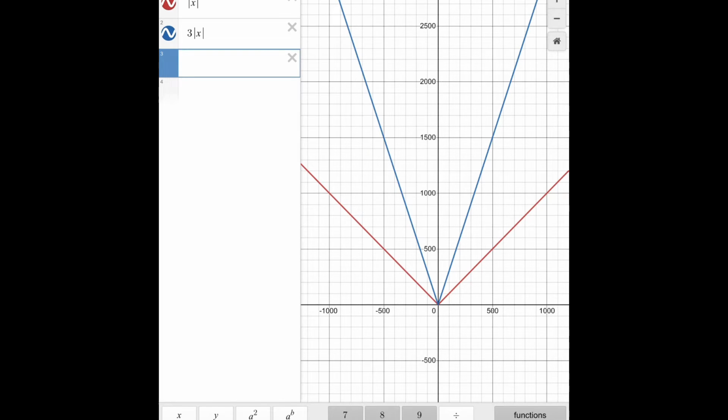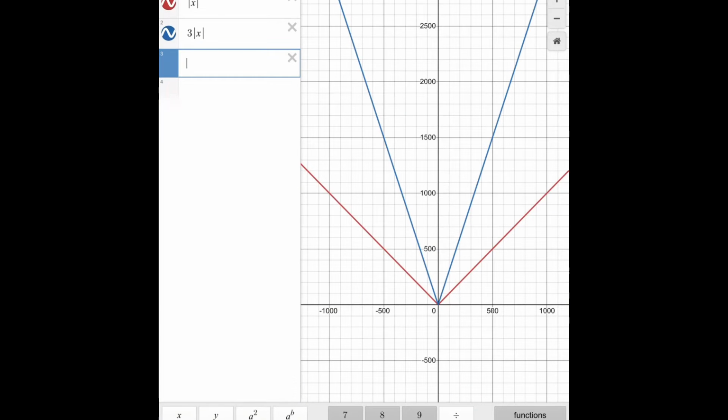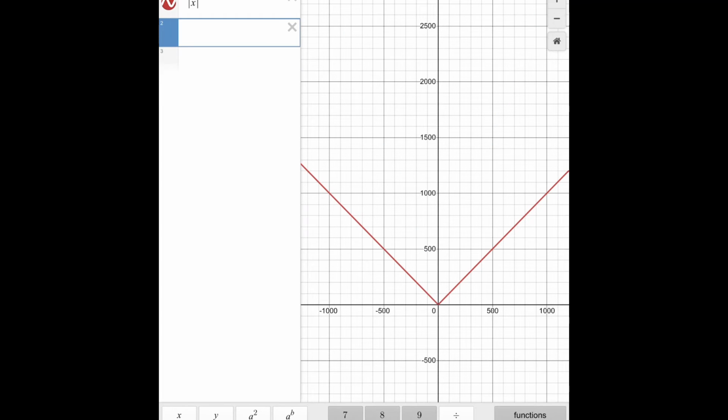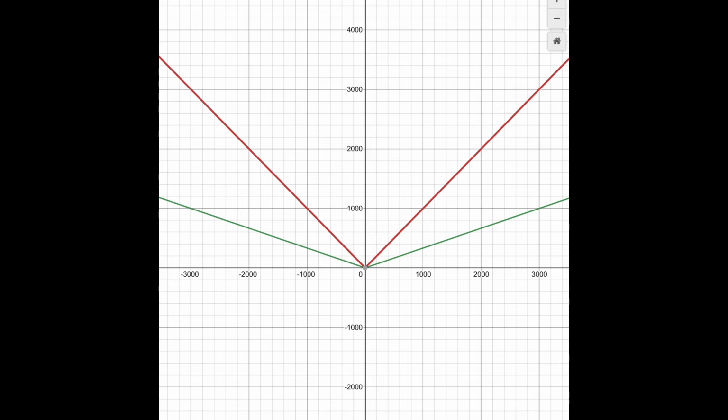Now, what if I wanted to vertically shrink it? I'd have to pick a number that's in between 0 and 1. Here's my parent function, and I want to shrink it, so I'm going to use the fraction 1/3 times the absolute value of x. It's like I'm smushing it together. I smushed that red graph together so that it's flatter. I vertically shrunk it. That's an example of vertical stretch or vertical shrink.